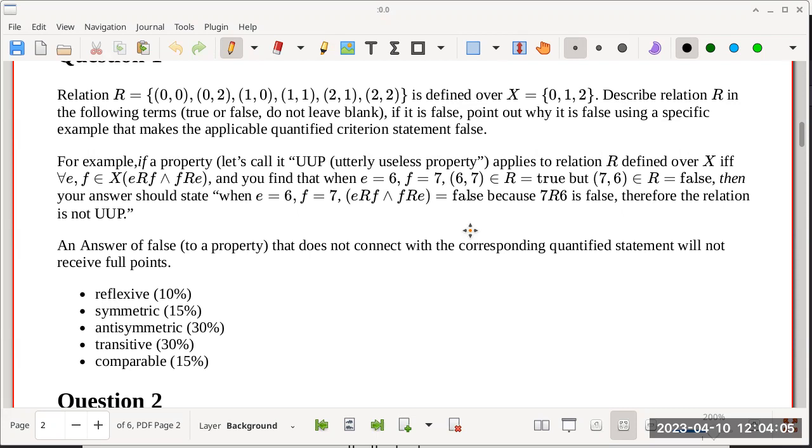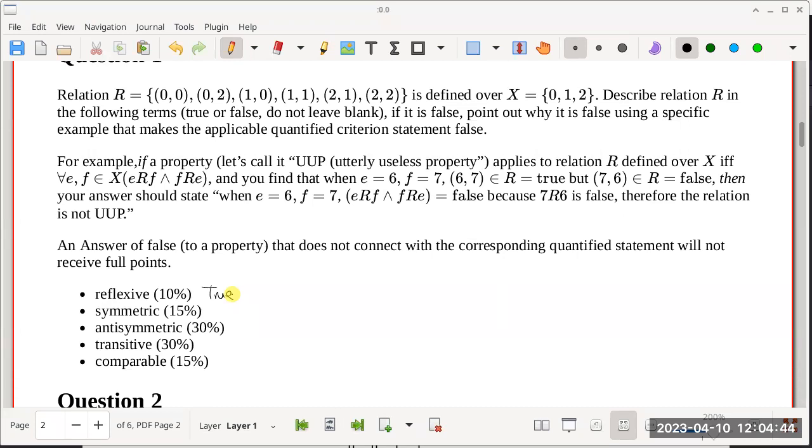So we're going to get started with this one. R is the set of tuples (0,0), (0,2), (1,0), (1,1), (2,1), and (2,2). The question is, is this particular relation reflexive over X? X has 0, 1, and 2 in it. So what do you think? I see a lot of people nodding. That's good, because it is reflexive. So I can now just write here, and we just have to say it is true in this case.